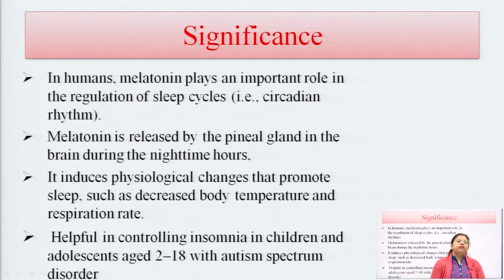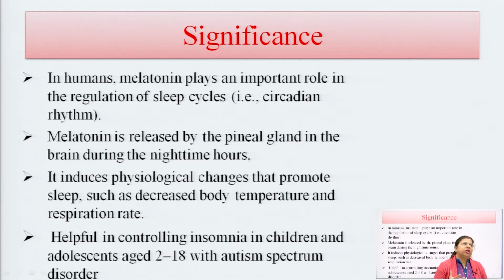And it is also helpful in controlling insomnia. As usual, we all know that it controls the sleep cycle, and it controls the circadian rhythm of our body. So it is helpful in controlling insomnia in children and adolescents, kids of the age of 2 to 18. In such situations, it controls autism spectrum disorder. What is autism spectrum disorder? Patients who have an inability to talk, or to use their brain to talk to someone, or to think about anything. So melatonin helps such patients.